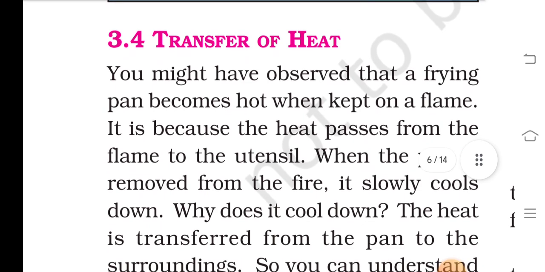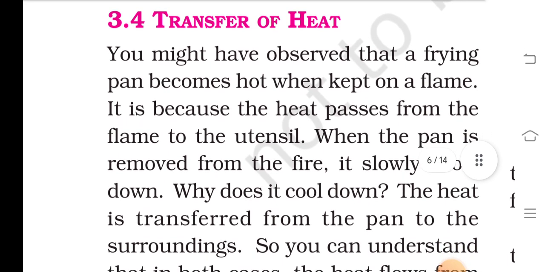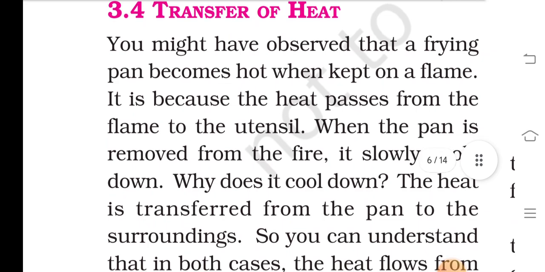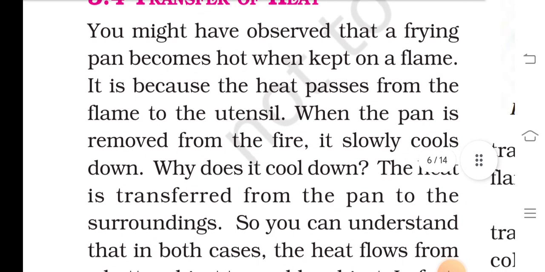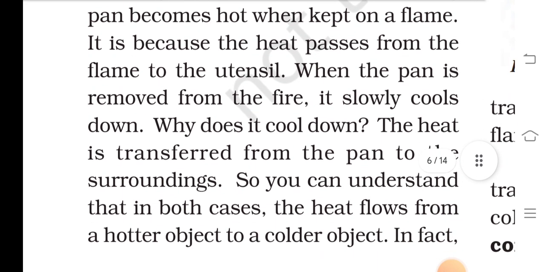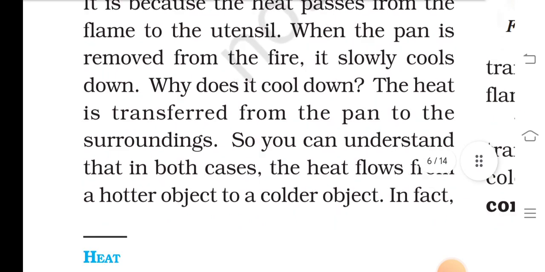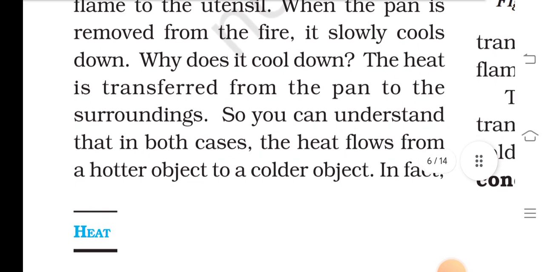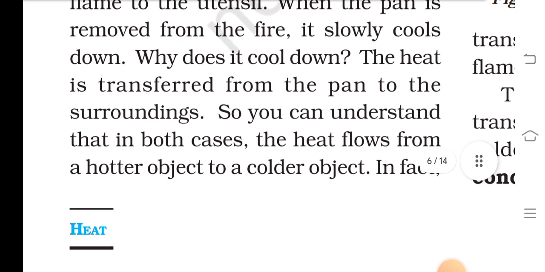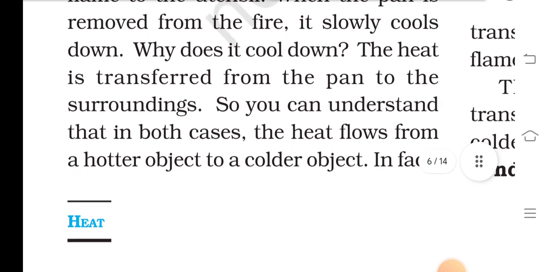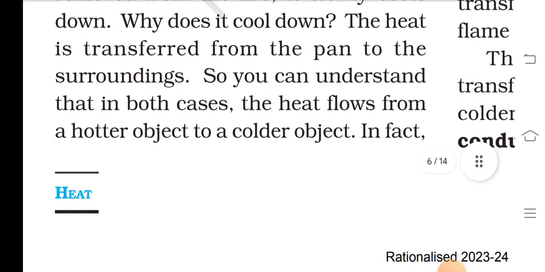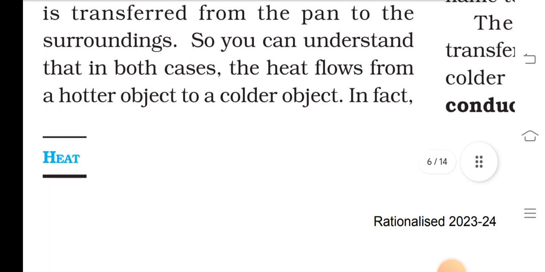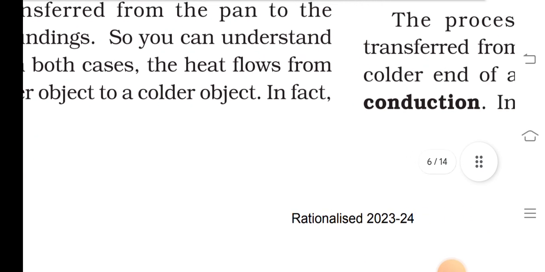Transfer of heat. You might have observed that a frying pan becomes hot when kept on the flame. It is because the heat passes from the flame to the pan. When the pan is removed from the fire, it slowly cools down. Why does it cool down? The heat is transferred from the pan to the surroundings. So you can understand that in both cases the heat flows from a hotter object to a cooler object.